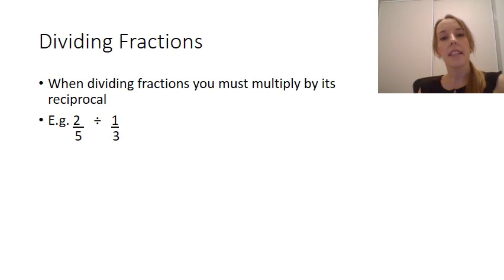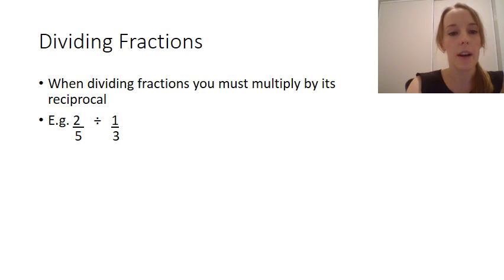Okay, so the next thing is dividing fractions. Dividing fractions is also very simple. You just have to remember a few rules. Well, one rule actually. When dividing fractions, you must multiply the first fraction by its reciprocal. And what do I mean by reciprocal? Well, the reciprocal is when you just flip your numerator and your denominator.